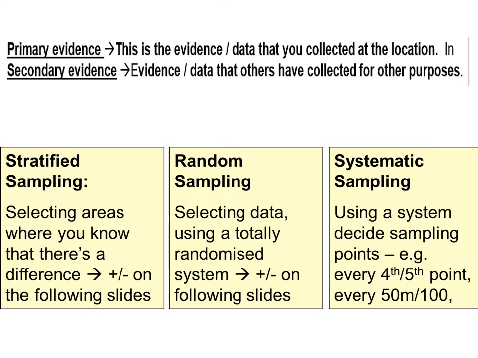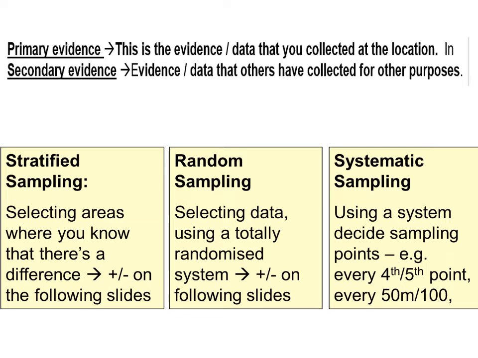Secondary data is evidence that other people have collected. Now there's pros and cons for both of these. The positives of primary is you've seen it, you've been there, you've collected it yourself, you know that it's partially reliable because you're the person that has assessed it. The negative for that is it takes a long time, especially if you need to go back to a location that's not local to you.